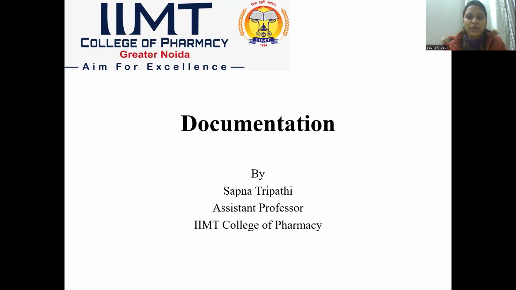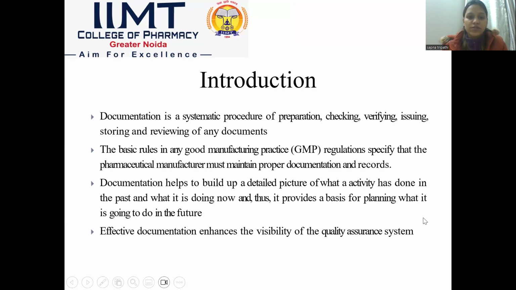Today, we will discuss documentation, which is a very important topic in regulatory affairs in M.Pharm. So, first is the introduction. Documentation is a systemic procedure of preparation, checking, verifying, issuing, storing, and reviewing of any documents.